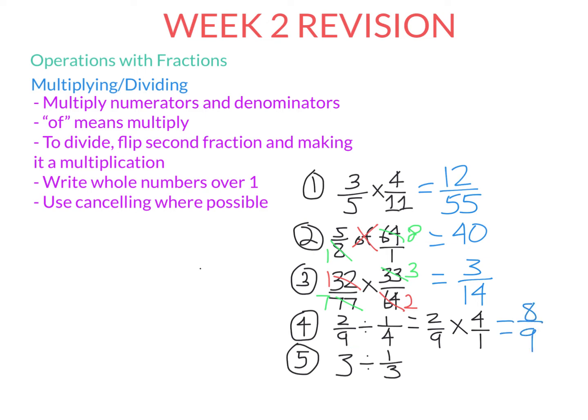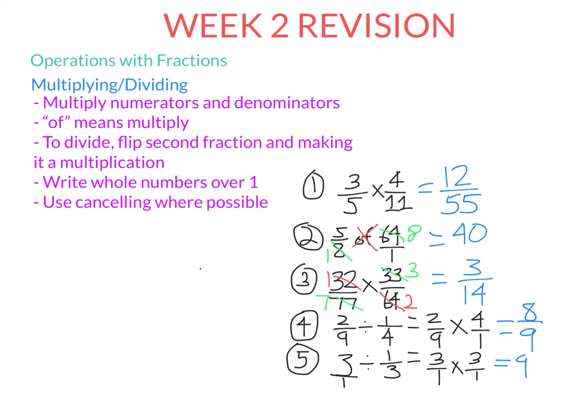So what about this last one, 3 divided by 1/3? Well, whenever you have a whole number, write it over 1. This is 3 over 1 divided by 1 over 3. A lot of people look at this and they think, oh, cool, the answer's 1. No, 3 times 1/3 equals 1. 3 divided by 1/3 is not the same. Now I'm going to make it a times and flip the second fraction. 3 divided by 1/3 is just 9, or 9 over 1.